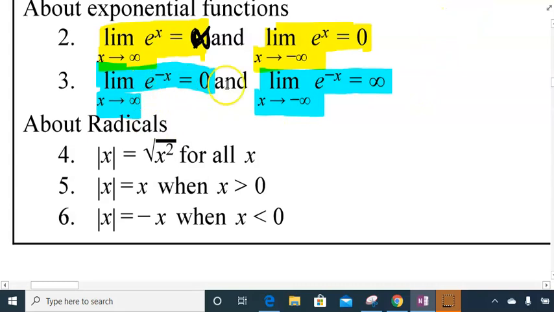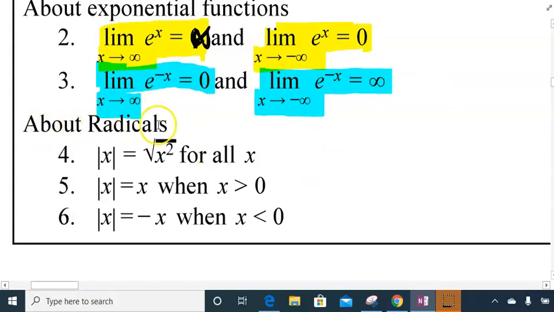For e to the negative x, it is actually the reverse of that. It's like the graph of e to the x reflected through the y-axis. So it's a different kind of orientation. It starts high and then ends low on the right. The asymptote is at y equals 0.